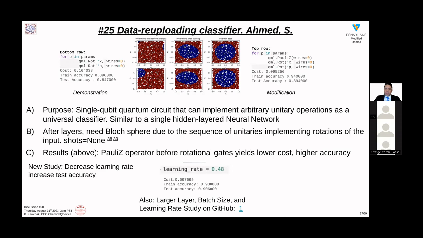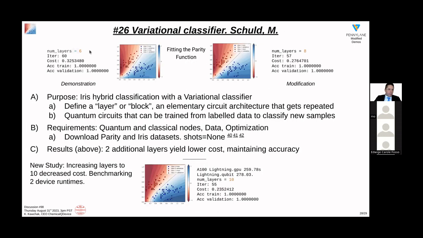So anyways, I decreased the learning rate. So with this specific one down to 0.48, I think it was set to 0.6. And then basically better test accuracy on this specific one. Very common modification. Okay, so this is the last of the models.